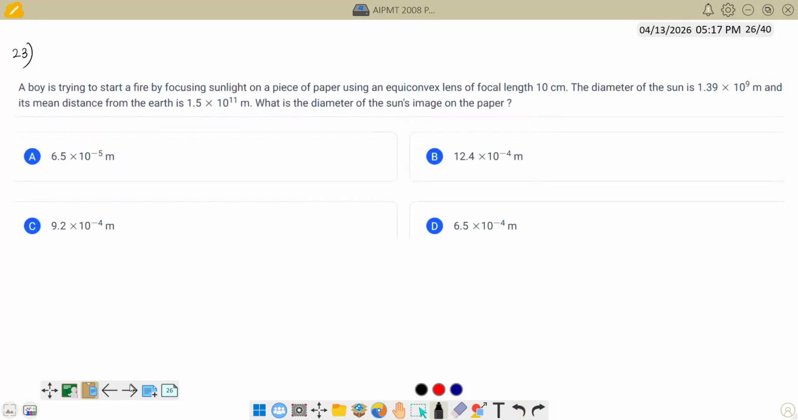A boy is trying to start a fire by focusing sunlight on a piece of paper using an equiconvex lens of focal length 10 centimeter. The diameter of the sun is 1.39 into 10 power 9 meter, and its mean distance from the earth is 1.5 into 10 power 11. The diameter of the sun's image is.